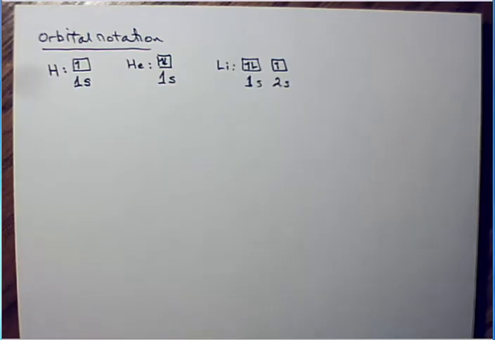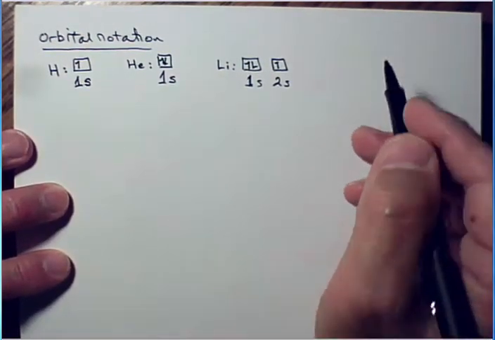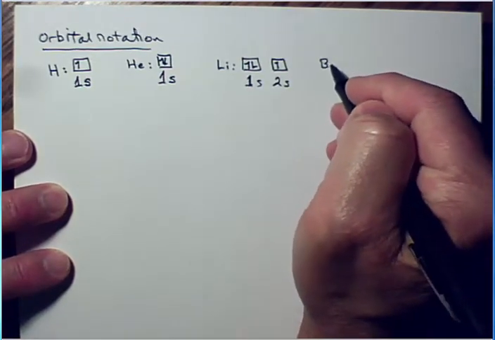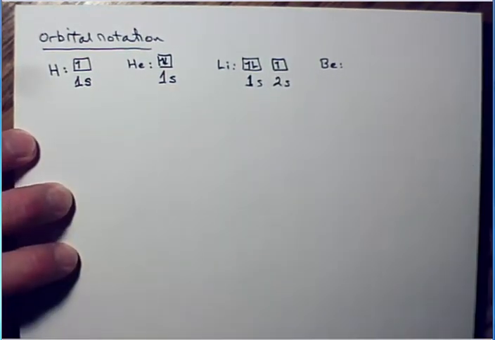Well, you're not supposed to understand it yet. It will make sense as we do more of it. What? Because lithium has 1s electrons and 2s electrons. All right. Think you can do beryllium for yourself? Try it out. See if you can figure out beryllium's orbital notation now based on what I've told you.